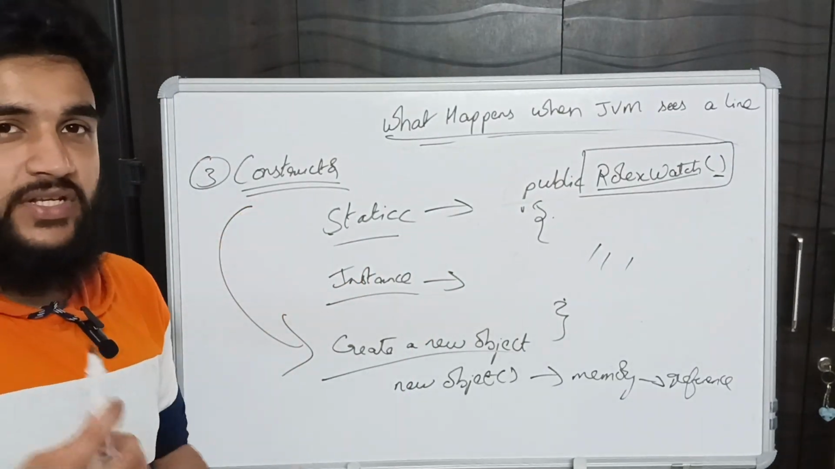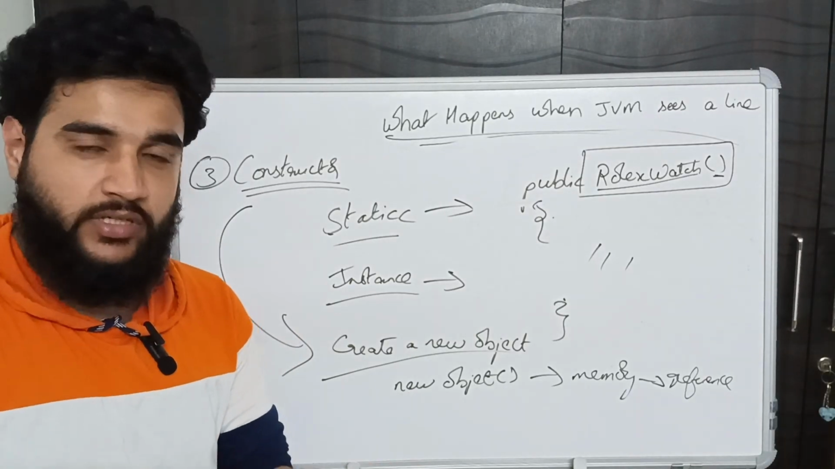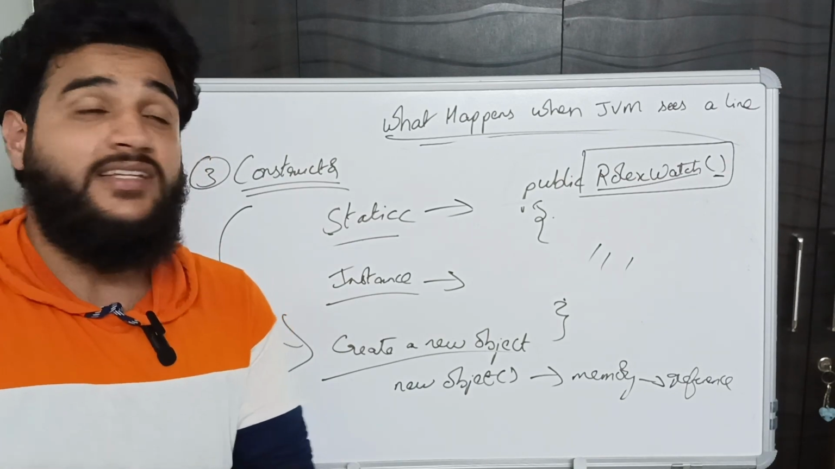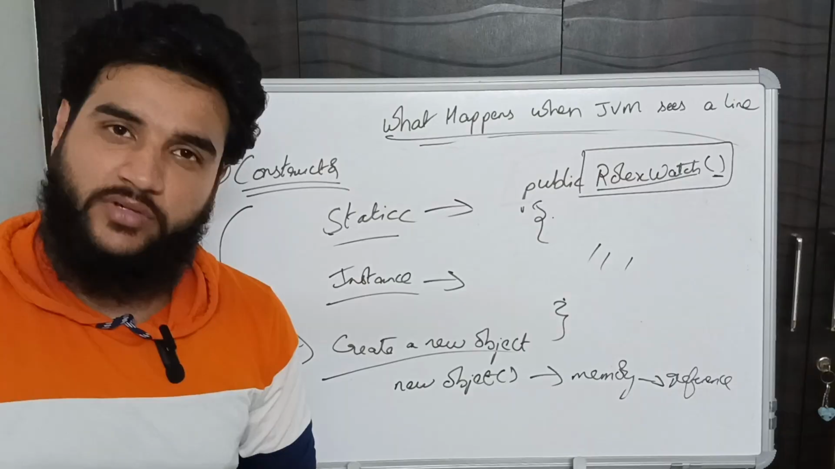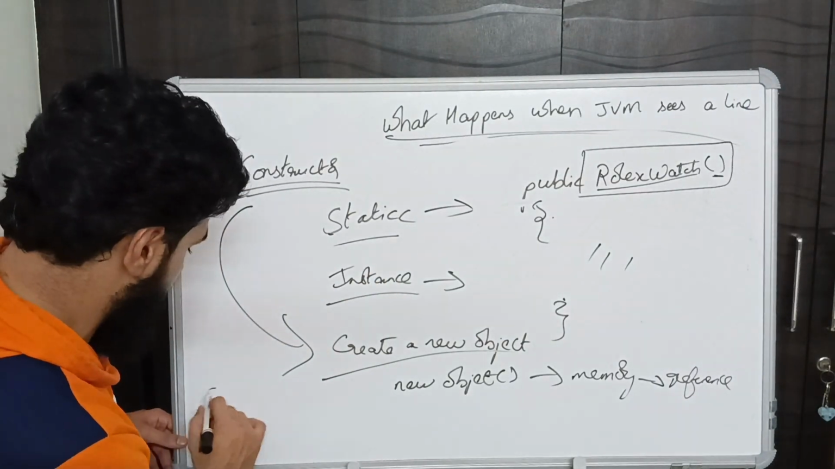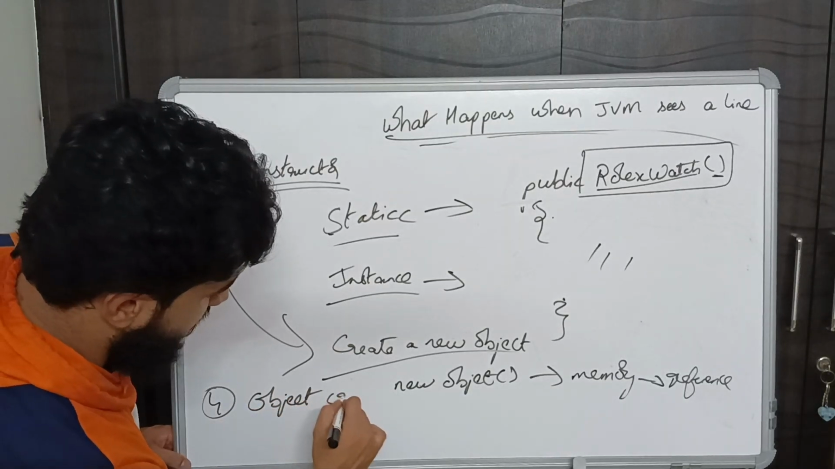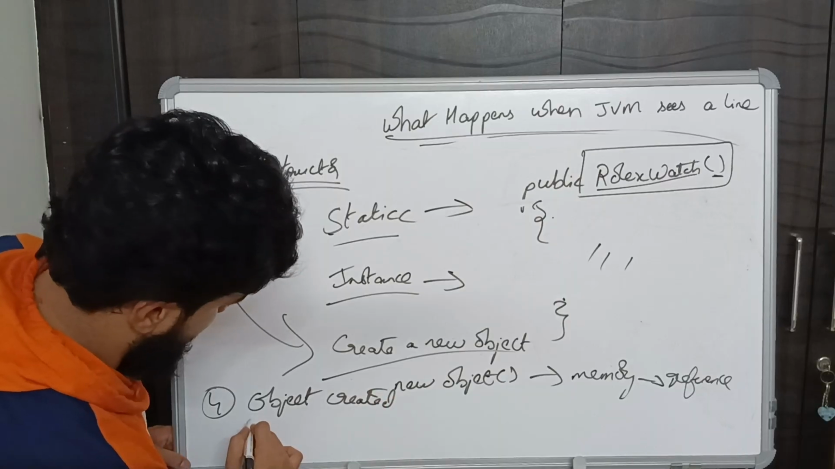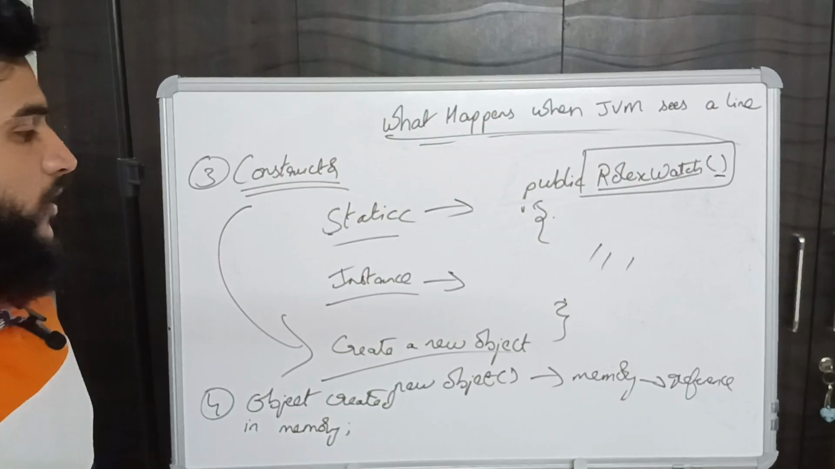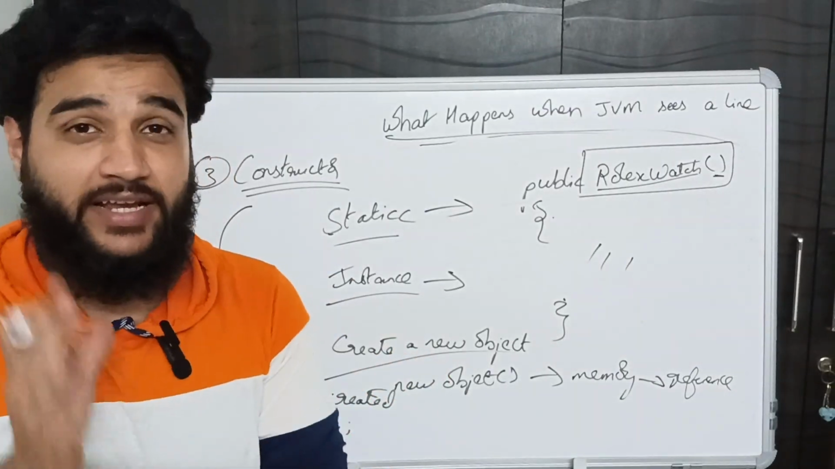When all of these three steps are executed, the first step being the static code blocks executed, the second step being the instance code blocks executed, and the last step, which is the constructor being executed, this is when we have our object created in memory. This is exactly what happens when the JVM sees the new object creation line of execution.